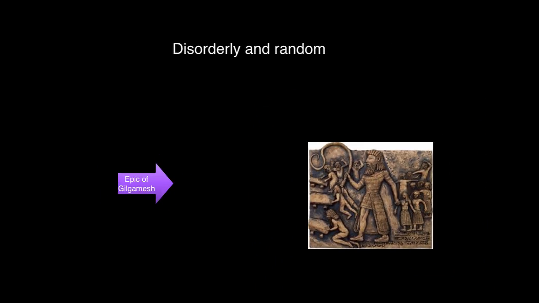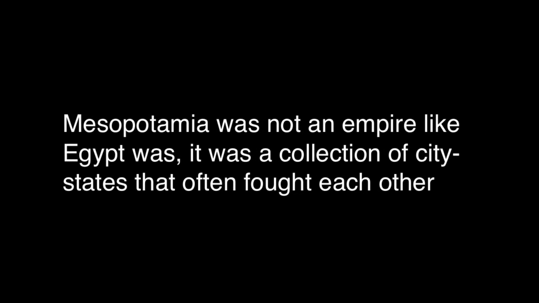So Mesopotamia wasn't an empire like Egypt was. It was more a series of city-states that often fought each other. And the power of these feuding groups would sort of rise and fall fairly constantly. So these are some major differences. Can we think of anything else?